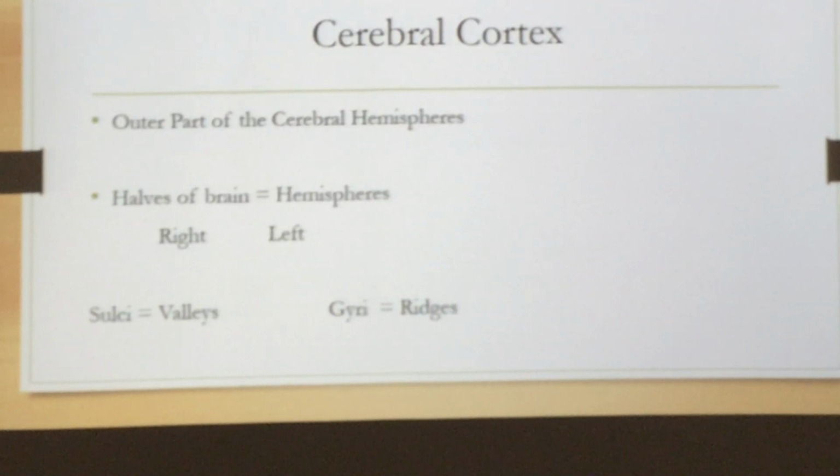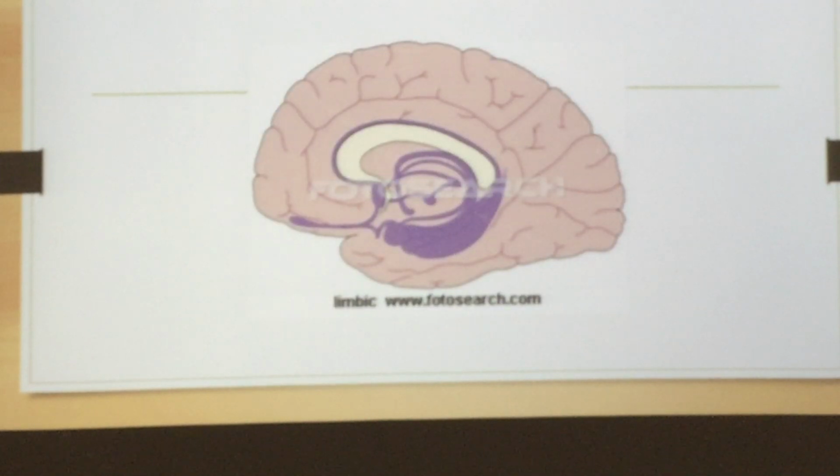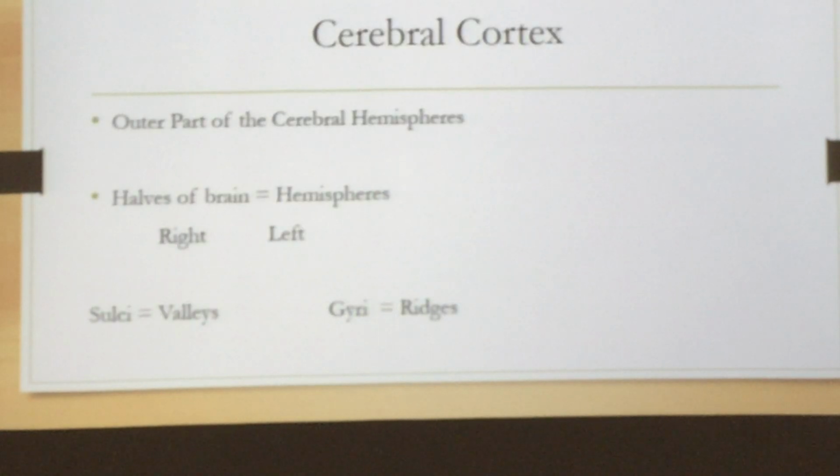Well, the outer part of the hemispheres are called the cerebral cortex. We've already talked about the halves of the brain, the hemispheres. You've got the right hemisphere and the left hemisphere. Now, if you look at a brain, you will see little valleys, okay? The little valleys are called sulci, and the little bumps are called gyri, okay? Sulci are the valleys, gyri are the ridges.